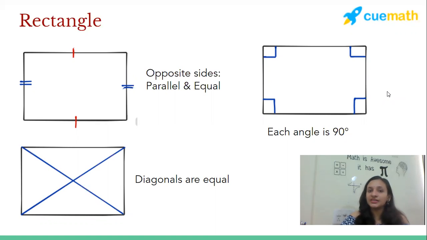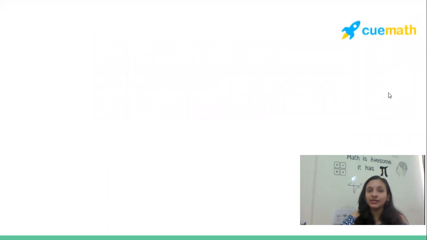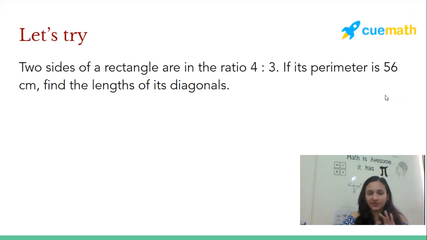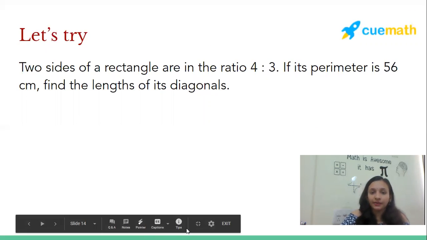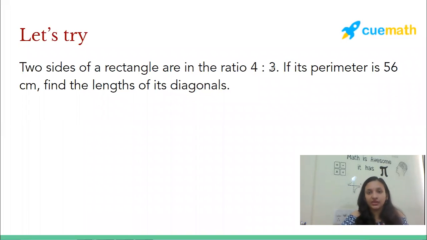Okay, so opposite sides are parallel and equal. Each angle is 90 degrees. Diagonals are equal. Now that we've seen the properties of a rectangle, we'll solve a very basic problem. Okay, here it says, 2 sides of a rectangle are in the ratio 4:3. If its perimeter is 56, find the lengths of its diagonals.